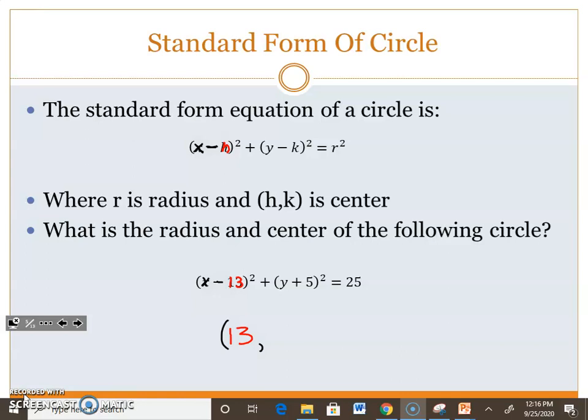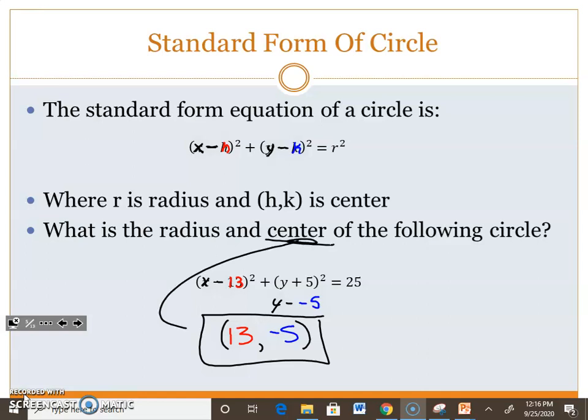Okay? Versus this one here, I've got a y plus 5. Okay? Well, if you guys look up here, it's y minus, sorry, should have wrote that in black. It is y minus my k value. So that means for this problem down here, I've got y minus, and then my k value, well, how did I get that to be a positive? Well, that's because my k value was a negative 5. So 13, negative 5 is the center of this circle. So that is my center.